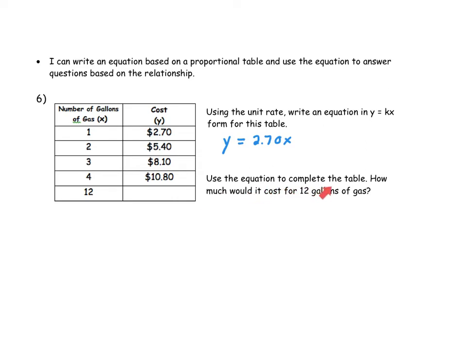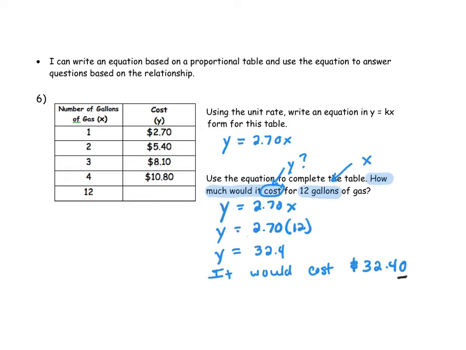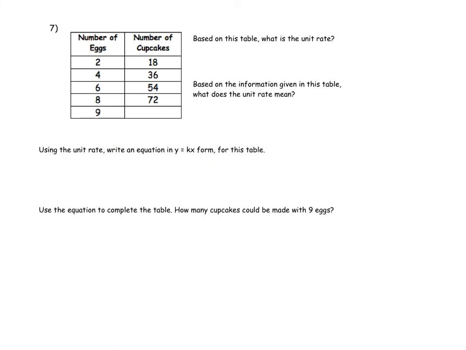Use the equation to complete the table. How much would it cost for 12 gallons of gas? So we're given 12, and we want to know the cost. It would cost $32.40. 12 is talking about an x value, so it replaces the x. When we do this in the calculator, we get 32.4, but money must have dollars, dimes, and pennies, so we must attach the 0. Our final table asks us to put all of these together using a proportional table.